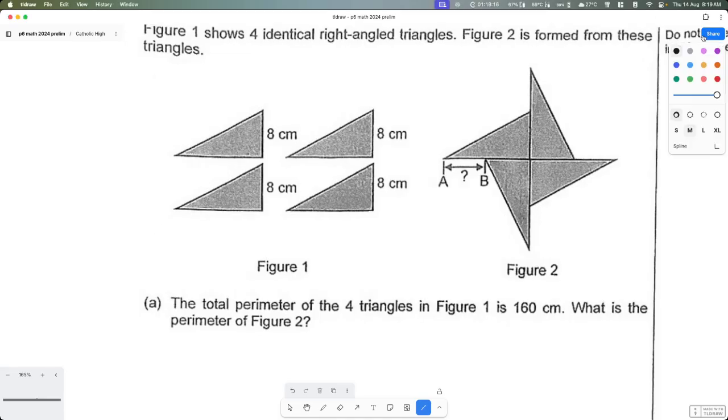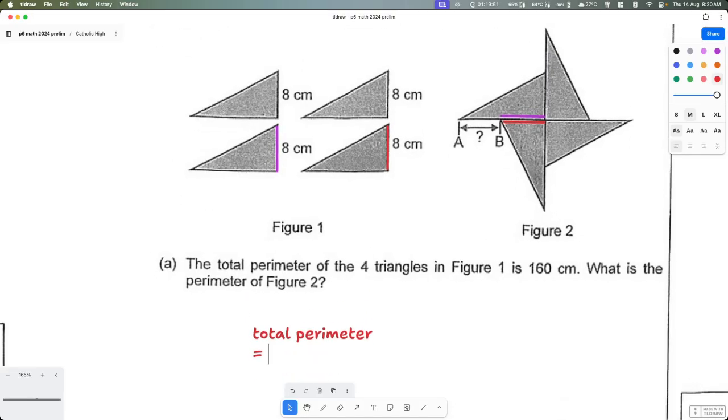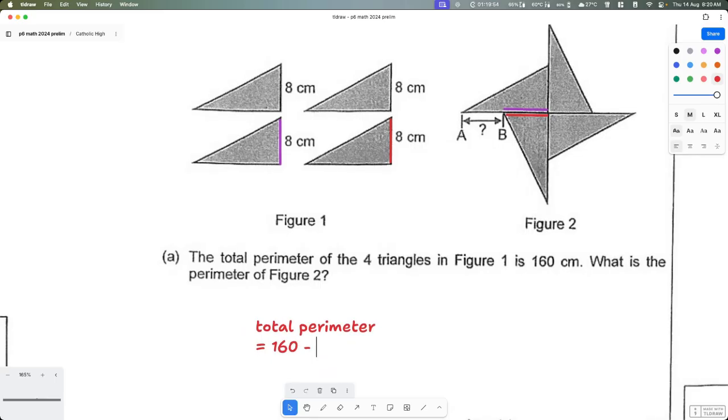Okay, so over here we know that, let me just put this in a violet color, this over here is the same as this. So 1 over here. And then we also know that this line over here is also overlapped to this. So in essence we just need to minus this 2 off. So basically total perimeter is equal to 160, then minus 8, minus 8.